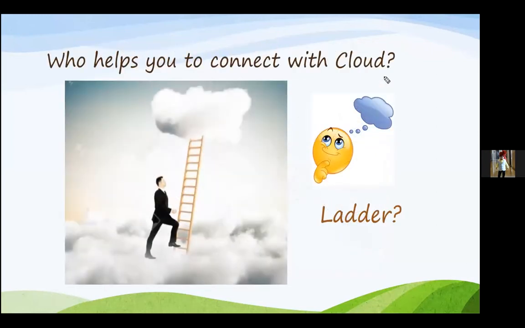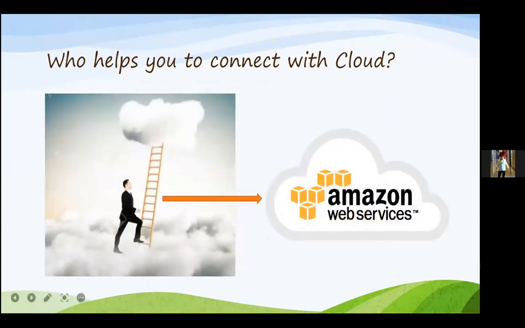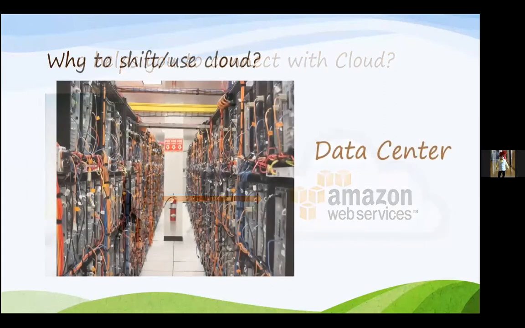Now, sir, how can we connect to the cloud? You told us that internet connectivity must be there, you cannot connect with a wire. So what is the ladder? The ladder is nothing but Amazon Web Services. You take the cloud, you take the services from Amazon, and you can use whatever you want.